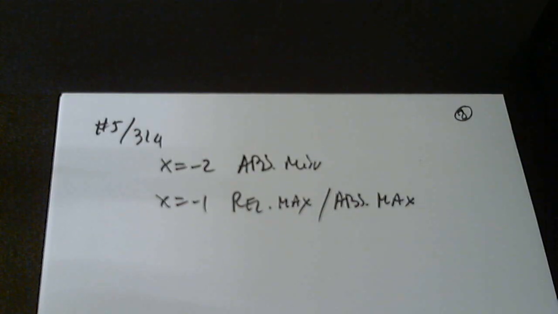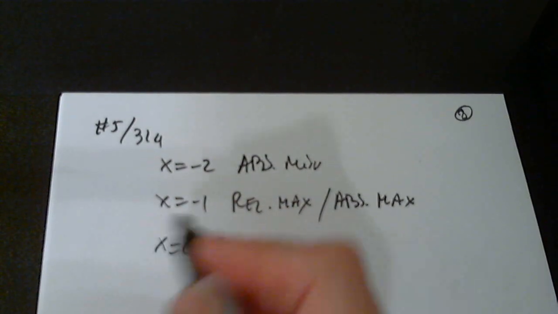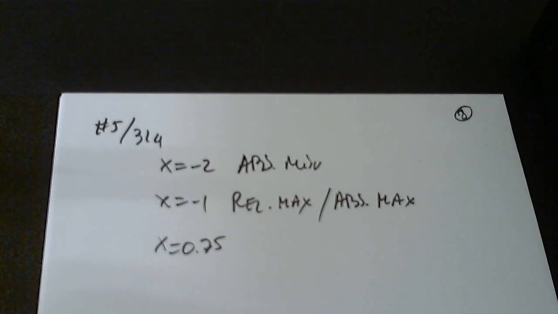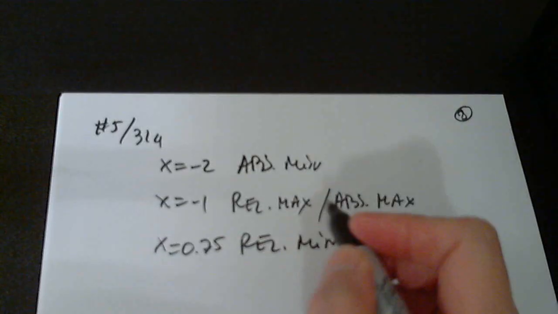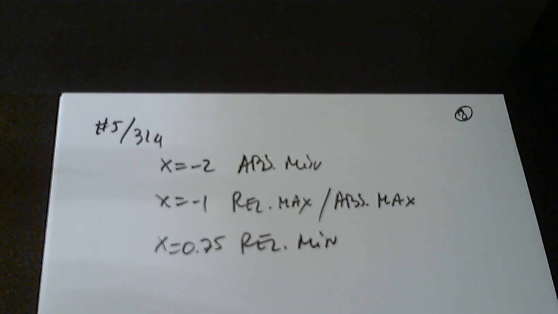Perfect. Now here at 0.75, we're not interested right now in the point of inflection. We are interested in absolute max, min, relative max, relative min. So what happens here? Relative min. Yes. Is it an absolute? No. Finally, what happens at 1?